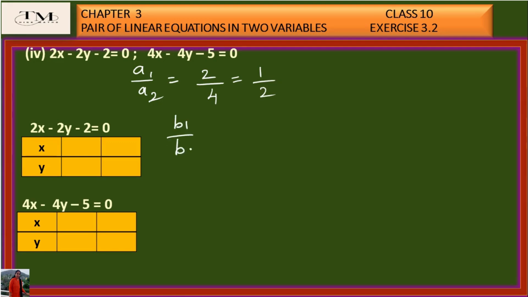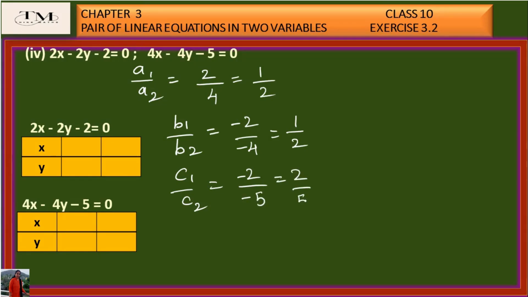Next B1 by B2. B1 is minus 2 and B2 is minus 4. Both the negatives get cancelled. So it will be 1 by 2. 1 2s are 2, 2 2s are 4. So it is 1 by 2. Next C1 by C2. C1 is minus 2, C2 is minus 5. Both the negatives get cancelled. So the answer is 2 by 5.